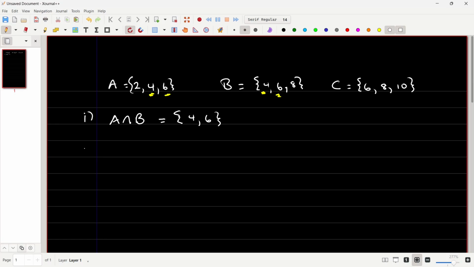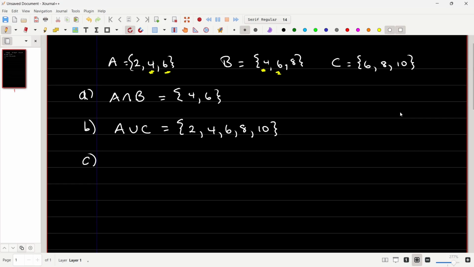Let's do part 2. Well, this is part A. Then we have B, and it says determine A union C. A union C is the combination without repetition. So we have {2, 4, 6, 8, 10}. That's A union C. Then we need to draw a Venn diagram to establish the relationships.